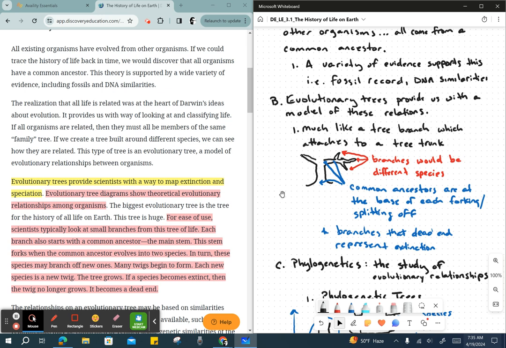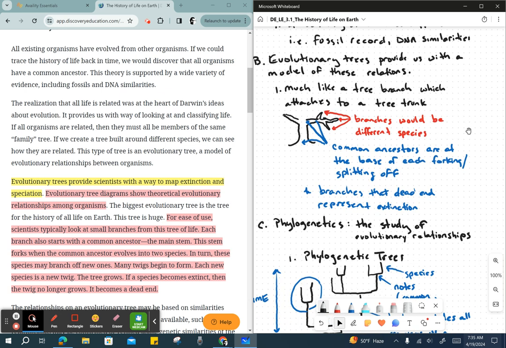Letter B, evolutionary trees provide us with a model of these relationships, much like a tree branch which attaches to a tree trunk. At the trunk, you may have the most basic original common ancestor, and as you move up the trunk, you start to have forks. Each fork is going to represent some kind of speciation, and sometimes a whole branch, even with all of its smaller branches, may represent a kingdom or a phylum. When you get down to the branch tips, these are going to be your individual species.